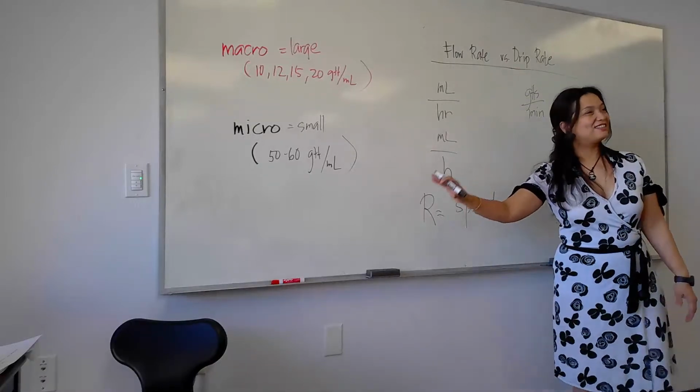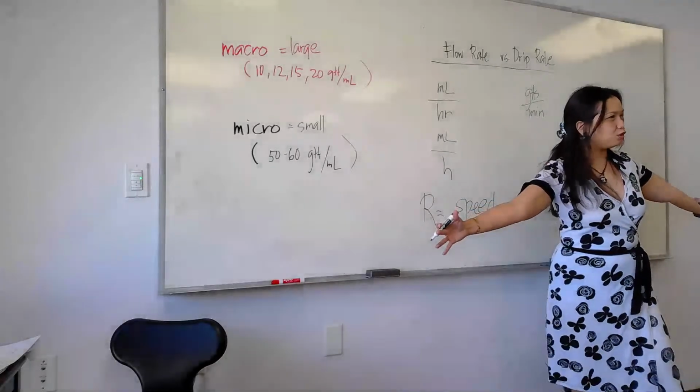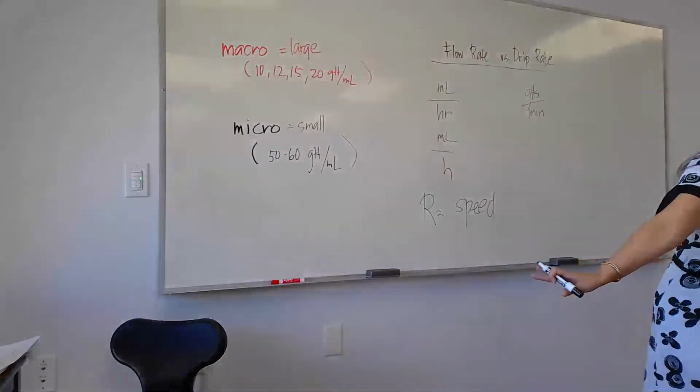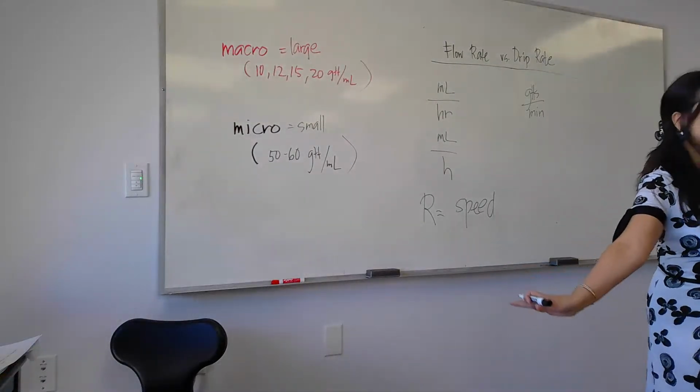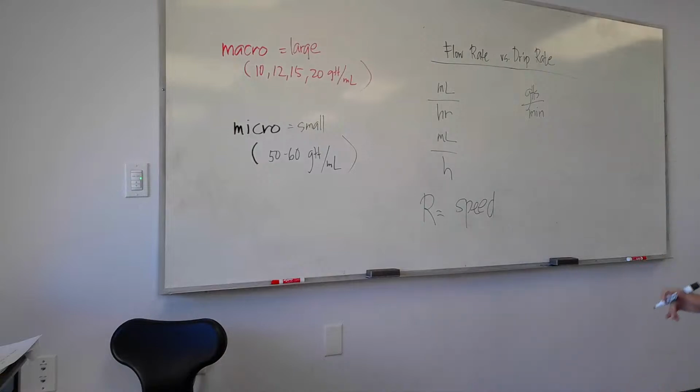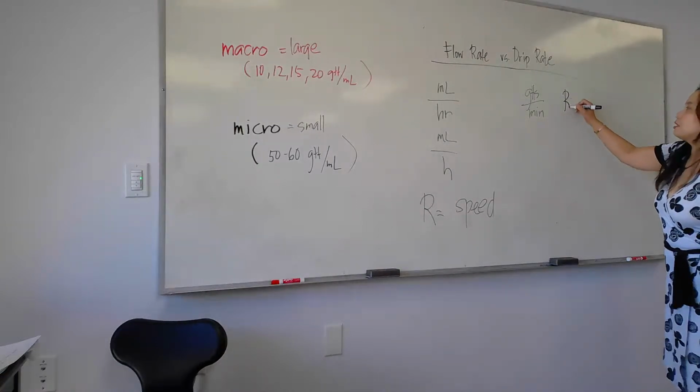R is rate, it means speed. Oh, speed. Lightning McQueen. Speed, I'm speed. I miss those days. No more Lightning McQueen, no more monsters. It's a different world. Anyway, it has two formulas.